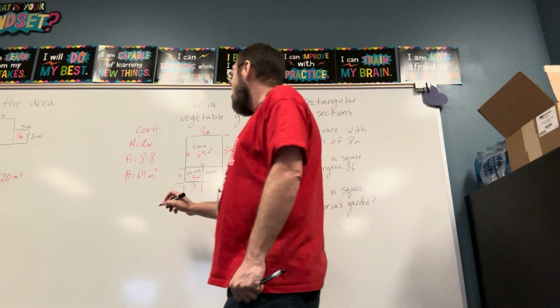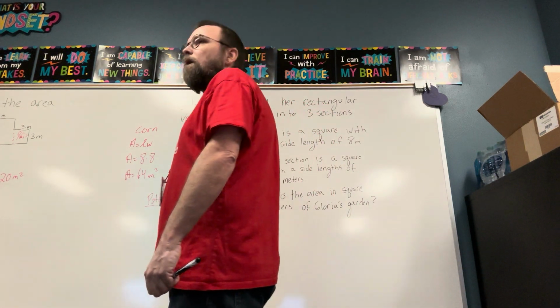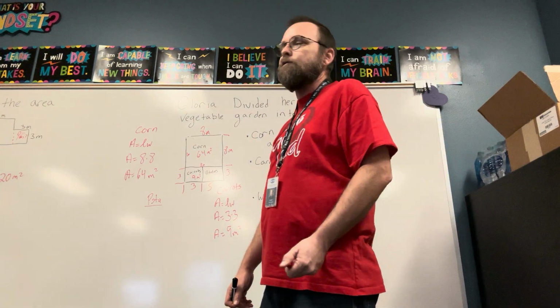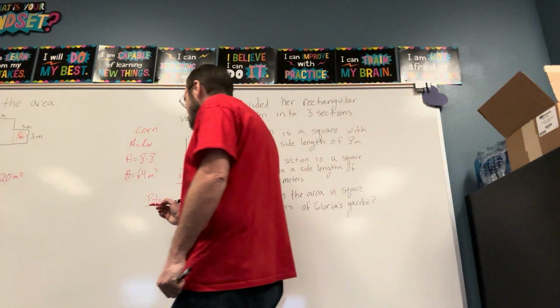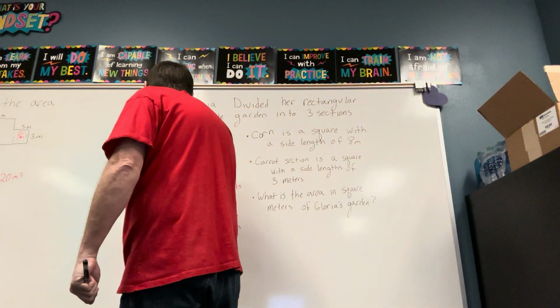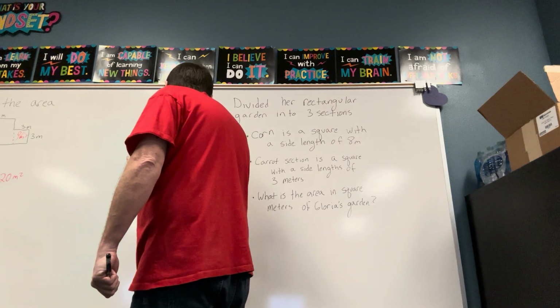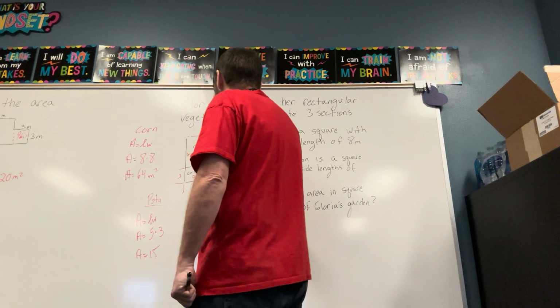So now, for the potatoes, I need to put potato. I just abbreviated it POT, and that would be inappropriate for school, so I'm not going to leave it that way. The potatoes, area equals length times width. Area equals 5 times 3. Area equals 15 square meters.